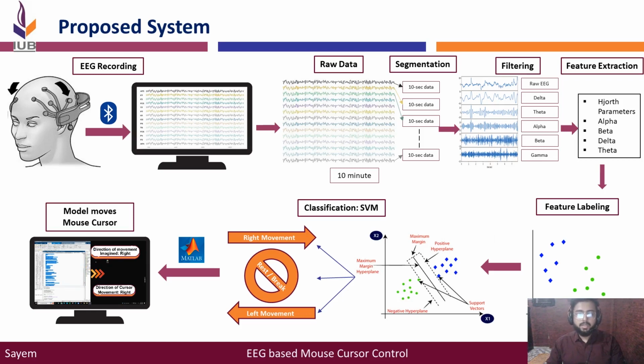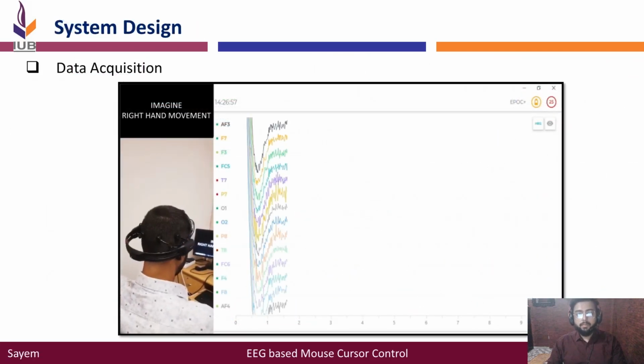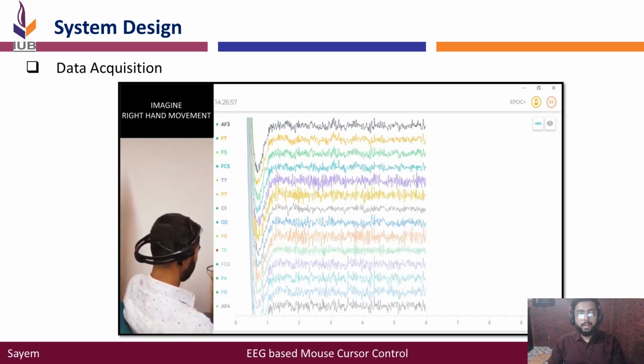And moving to the classification part, we have used the SVM, or support vector machine, to classify the extracted features data. And lastly, in the implementation part, we use MATLAB so that we can create the algorithm to move the mouse cursor. In the system design part, we have created a video so that we can give the command to the volunteer for our data acquisition part.